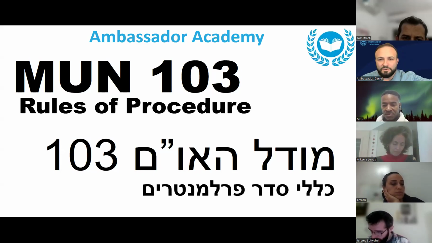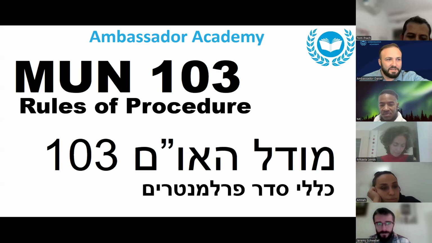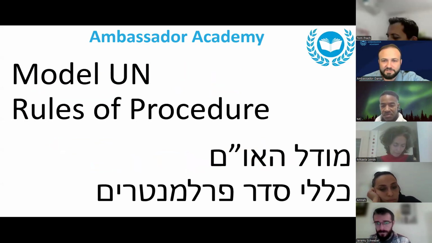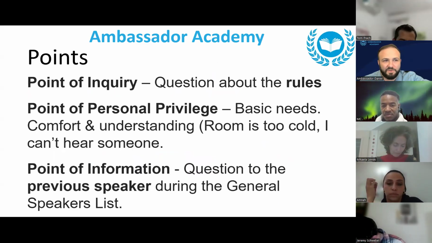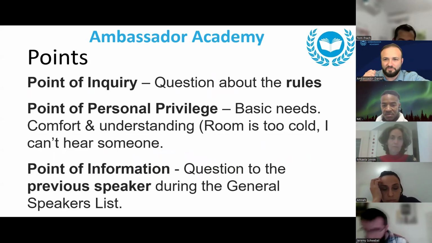All right, so Model UN rules of procedure. How do you simulate the United Nations? So first, there are points. Points are what you say in the following case. Point of inquiry is a question about the rules. If you're not sure about the rules, you raise a point of inquiry.